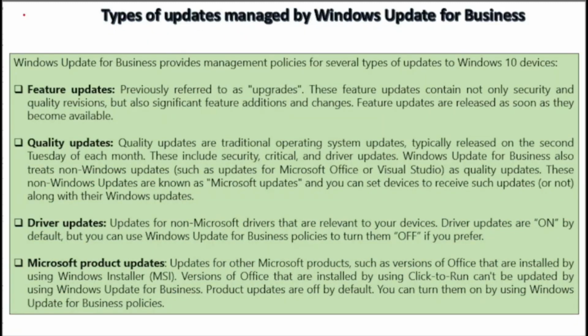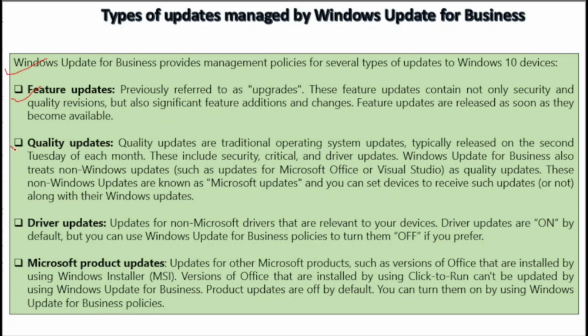Now let's talk about the different types of updates managed by Windows Update for Business. Windows Update for Business provides management policies for several types of updates to manage Windows 10 and Windows 11 devices. The very first update is the feature update, which was previously known as an upgrade. These feature updates contain not only security and quality revisions but also significant feature additions and changes. Feature updates are released as soon as they become available.